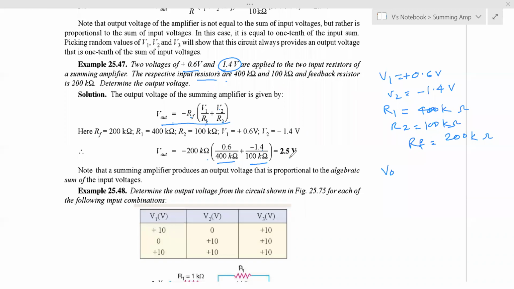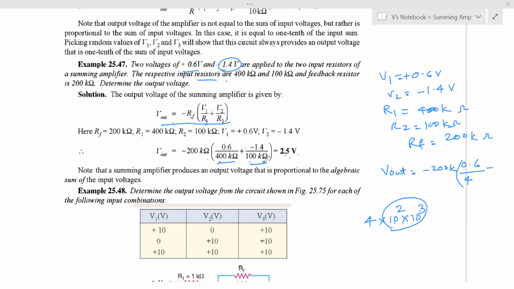We will get minus. This plus sign has come because this bracket will give you minus. So minus minus plus हो जायेगा. Okay, how to solve? You can see here 400 kilo ohm, 100 kilo ohm. So we can write minus 200 kilo in bracket 0.6 divided by 400 को मैं कैसे लिख सकती हूँ? 4 into 10 raised to power 2 and kilo has 10 raised to power 3. So ये हो जाएगा 10 raised to power 5. So 4 into 10 raised to power 5.